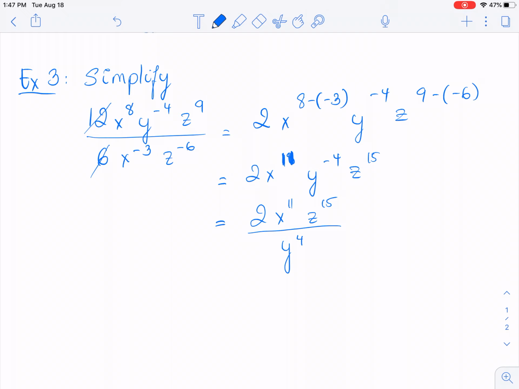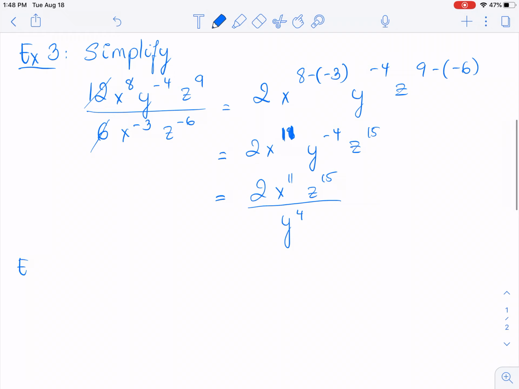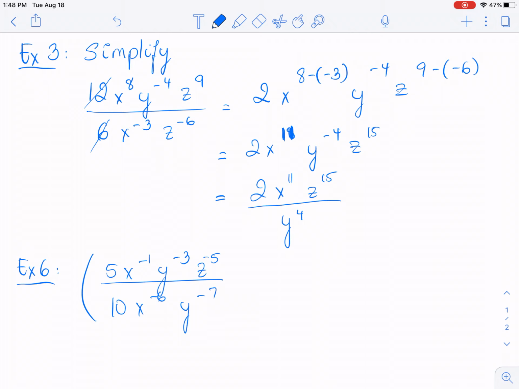For number 6, same thing, we have to simplify. And I have 5x to the negative 1st power, y to the negative 3rd power, z to the negative 5th power, over 10, x to the negative 6th power, y to the negative 7, and z. And everything goes to the negative 1st power.